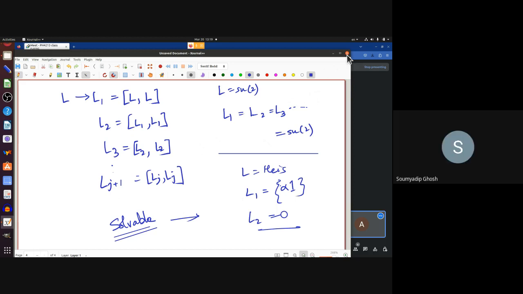So non-solvable ones are where the sequence doesn't terminate, the sequence doesn't go to 0. The sequence just repeats at some other value. Say for SU(2), it keeps on going SU(2), SU(2), SU(2). That's not a solvable one. Solvable means this sequence terminates at the trivial algebra. There are other cases where you start with L, then you get to L1, then you get to L2, but L2 is the same as L3, so it keeps on repeating. L3 is not 0, but it keeps on repeating. That will be non-solvable.